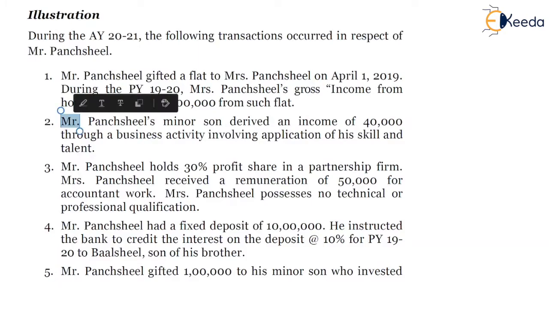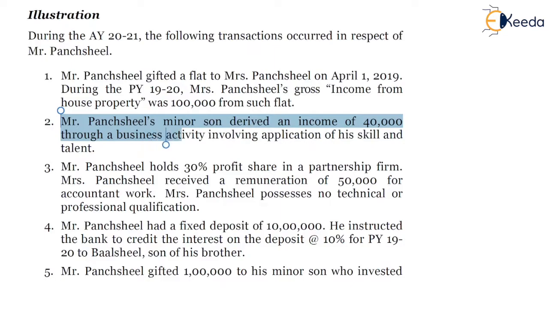Second, Mr. Panchsheel's minor son derived an income of 40,000 through a business activity involving application of his skill and talent. In such a case, section 64(1A) won't be applicable and income of the minor child won't be clubbed in the hands of the parent, right? And such an income will be taxed in the hands of the minor child itself. Right.